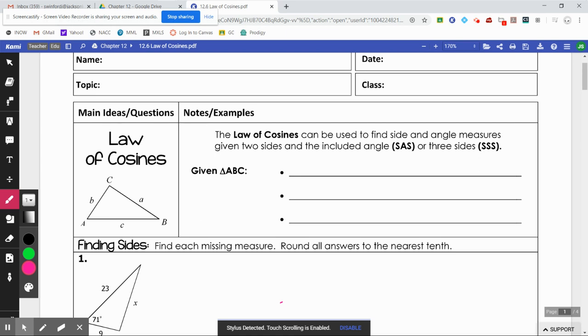Okay, in our next video, we're going to be talking about the law of cosines. And you might be wondering, okay, why do we need a law of sines and a law of cosines? Well, when the law of sines doesn't work, we can always resort to this law of cosines.